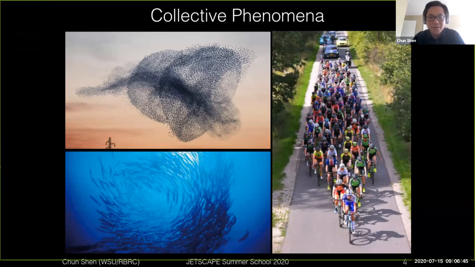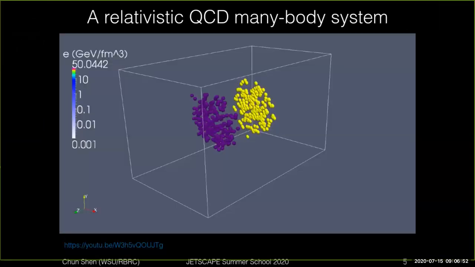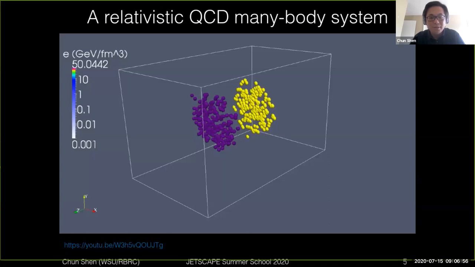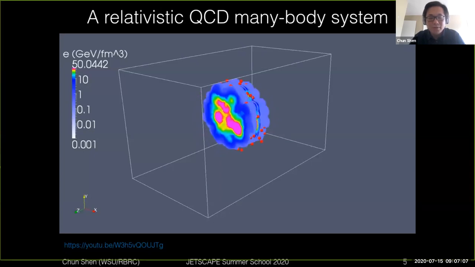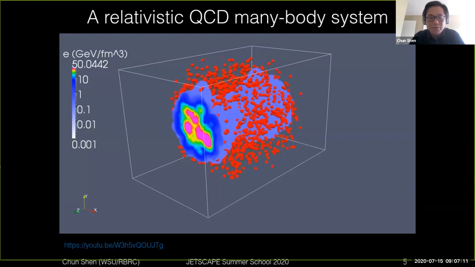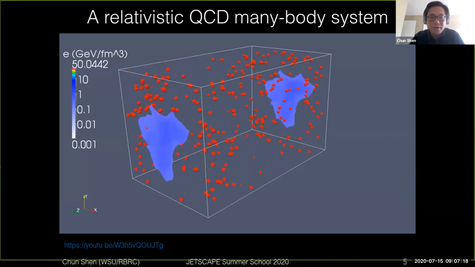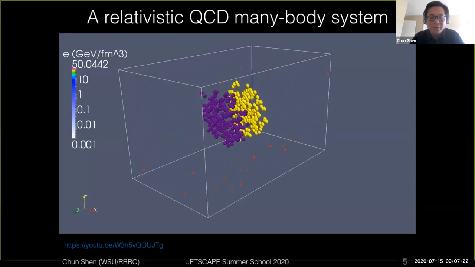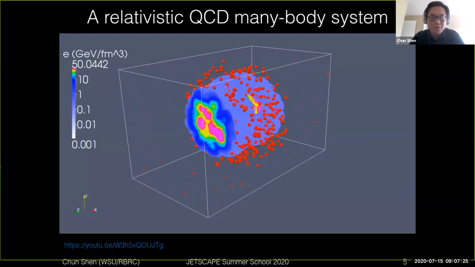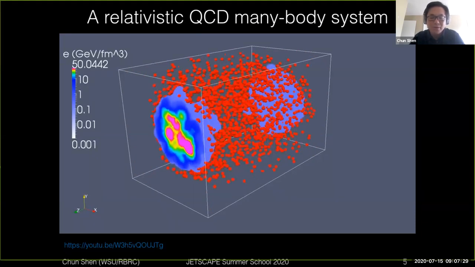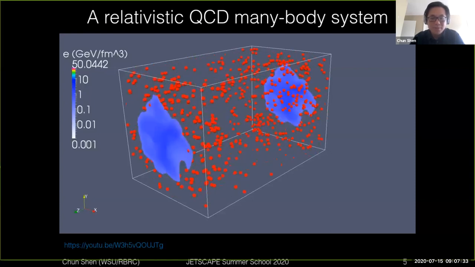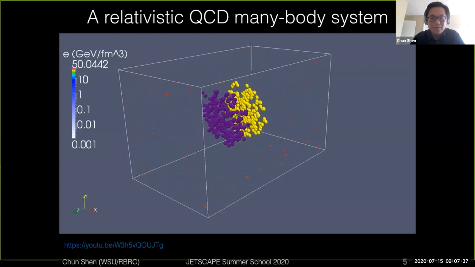So what we are interested in is to understand the collective behavior in a microscopic system which is governed by strong interactions. A heavy ion collision is a many-body system whose dynamics is governed by quantum chromodynamics, or QCD. Here is an animation showing the evolution of heavy ion collisions through dynamical simulations. As you can see, after the two nuclei pass through each other, thousands of particles are produced, which interact with each other. From this animation, you can imagine that there are lots of particles and they collide with each other. We are interested in the collective patterns of how these particles react as a whole many-body system in the strong interaction context.